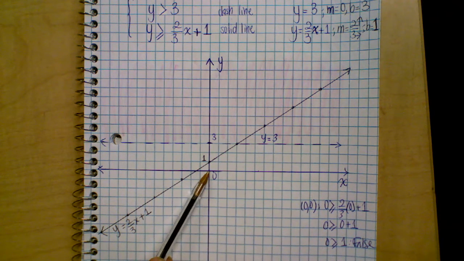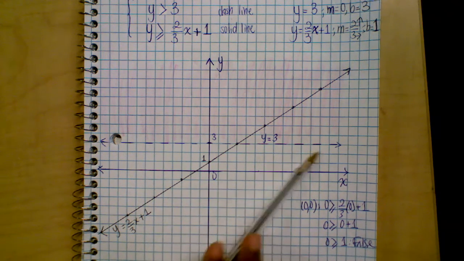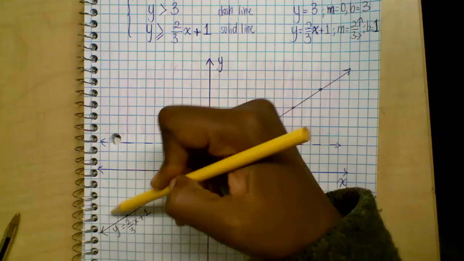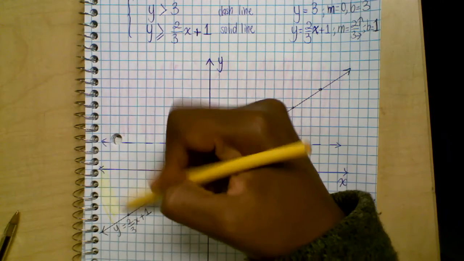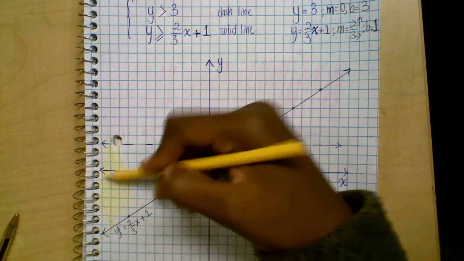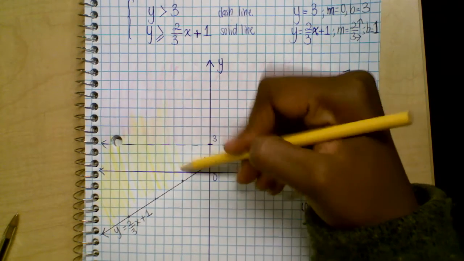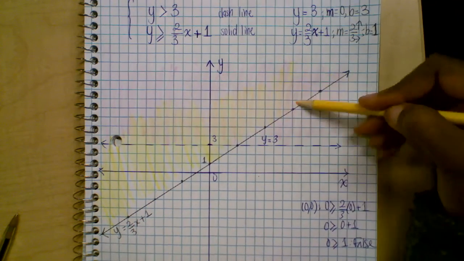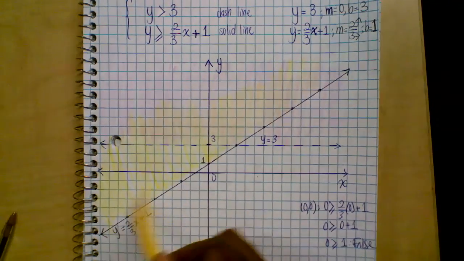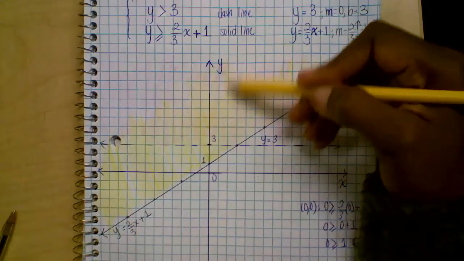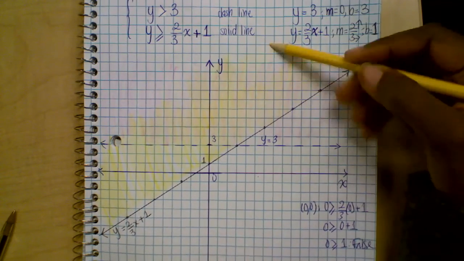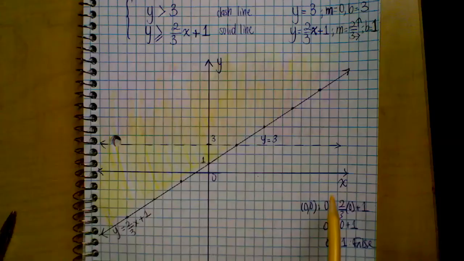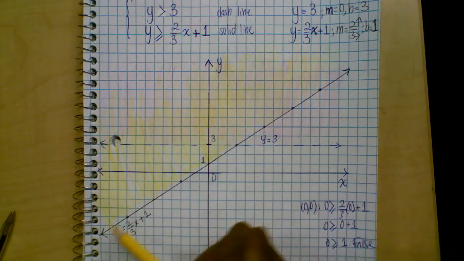Yes, you're right. We cannot do that. You cannot shade here because the inequality is not true. So it means that you're going to shade the other side. Okay, so I'm going to shade the other side like that. So the other side is the solution. Any points in the yellow area are a solution to this inequality, and as well on the line.